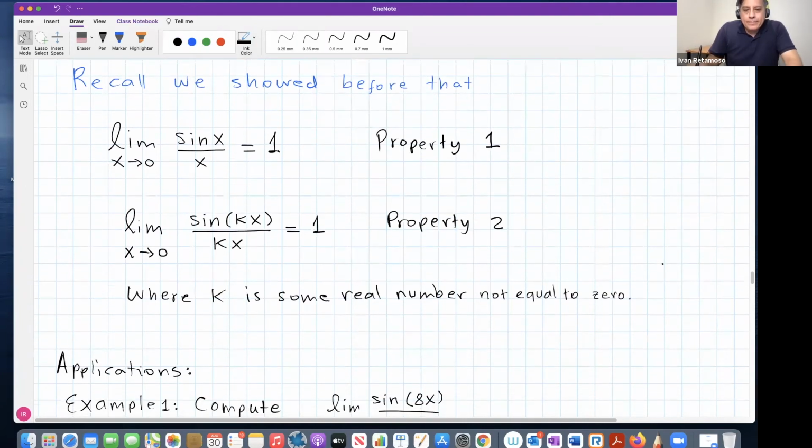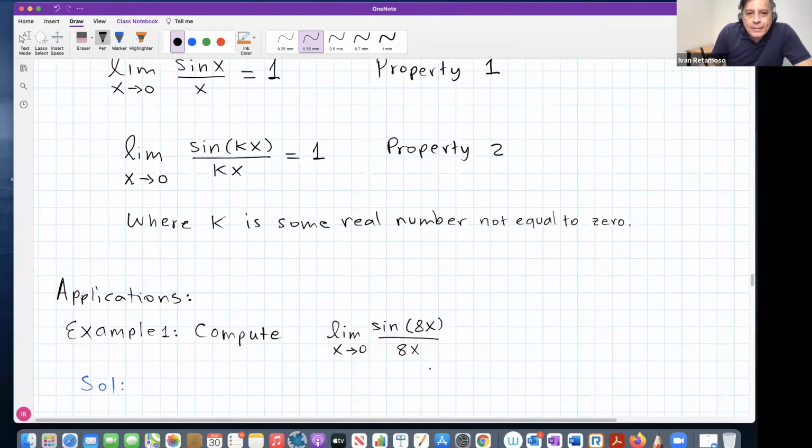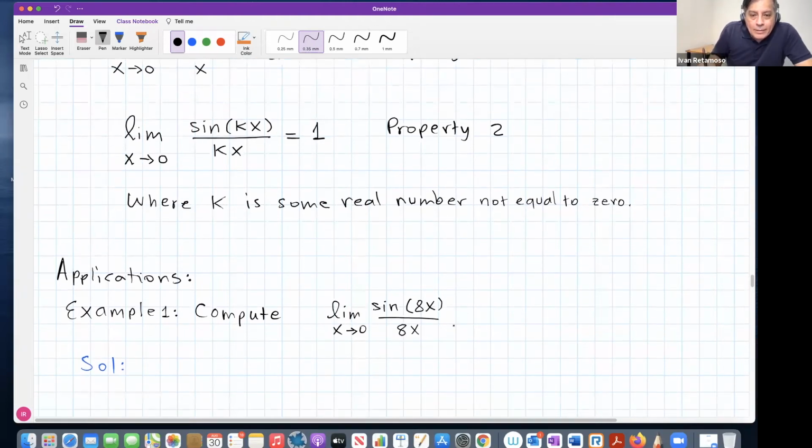All right, so examples or applications of this. Suppose they ask you to compute this limit: the limit of sine of 8x over 8x. Following property 2, could anyone tell me what this limit should be equal to? Very good, guys. The students are figuring this out, right?